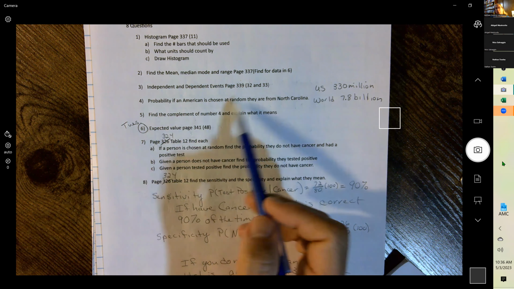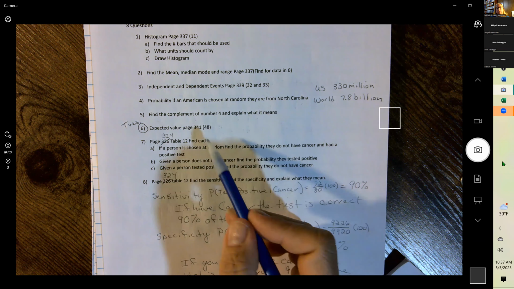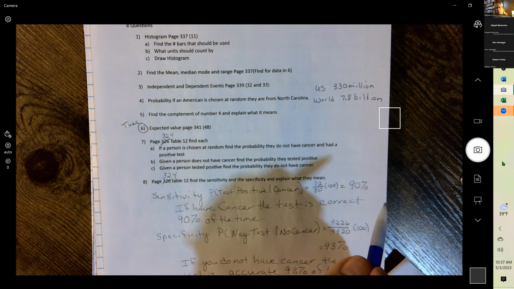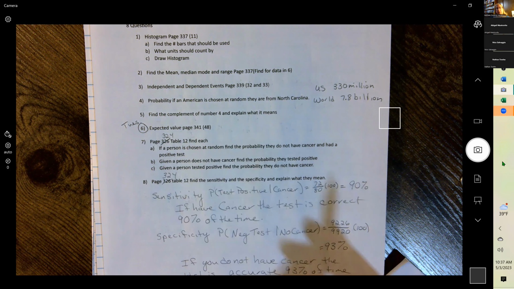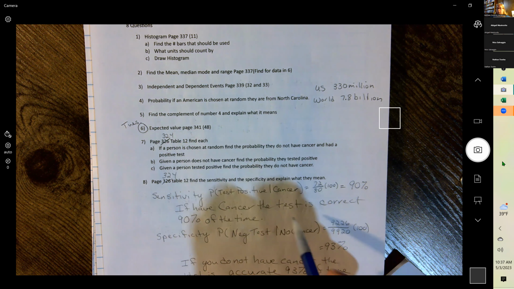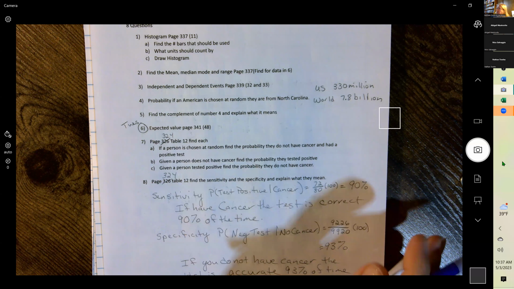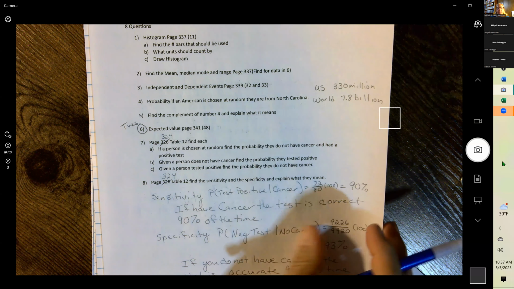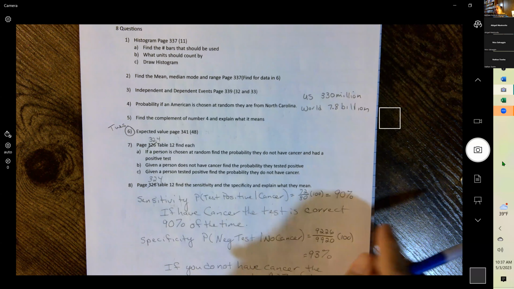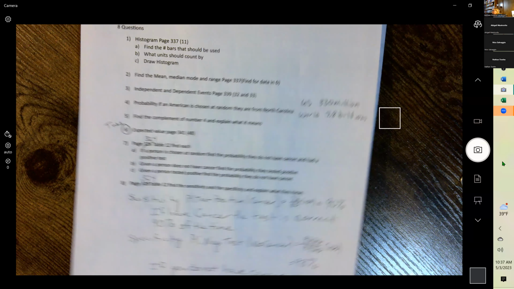The complement is 1 minus this probability. Sensitivity and specificity. You could write those down if you wanted. But we did all of these Monday and Tuesday. Any questions? Any questions on the in-class or the take-home?